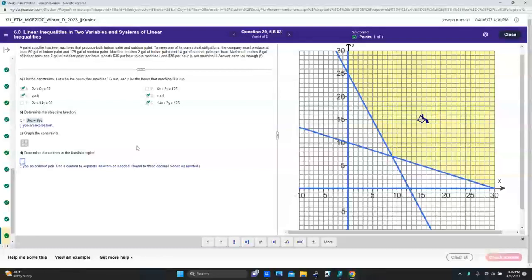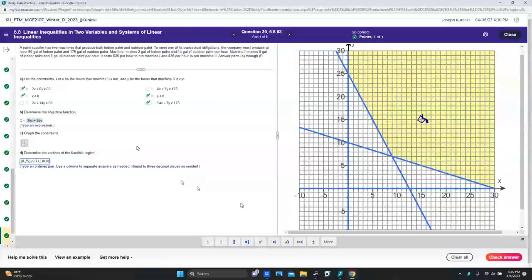So they want us to determine the vertices. So we'll start at the upper one. So that's 0, 25. Then put a comma. We said the second one was 9, 7. Comma. And the last one is 30, 0. So here's the thing that's going on here. You either run the first machine for 25 hours alone, you run the second machine for 30 hours alone, or you run both of them, machine 1 for 9 hours and machine 2 for 7 hours. Now, you're probably better off because you're running them a fraction of what you would normally run each one alone. So you want to run both machines.